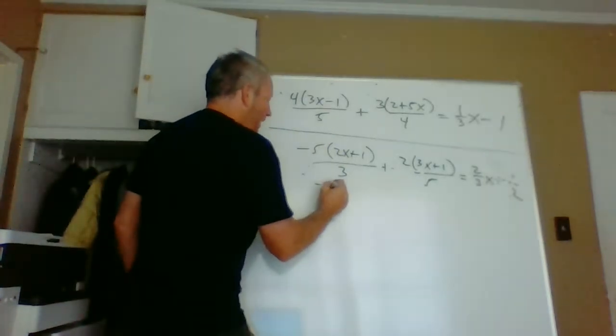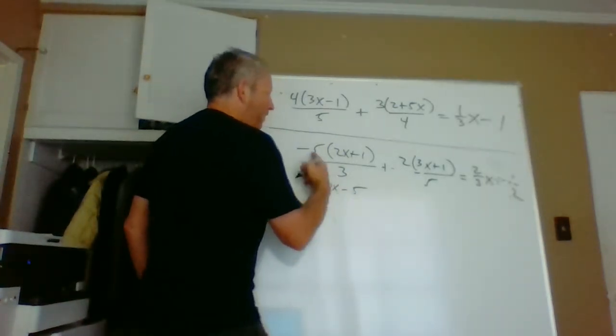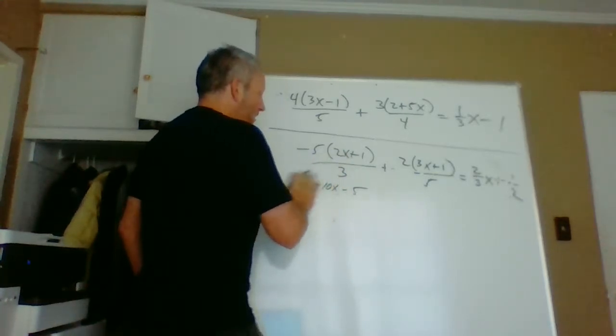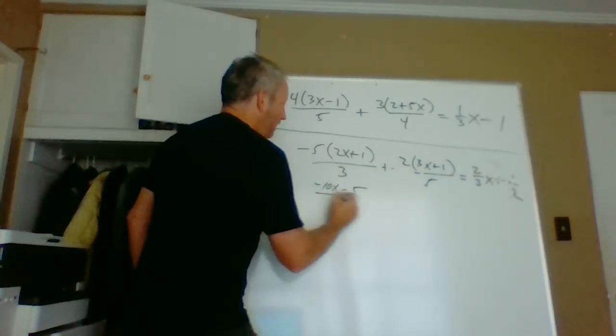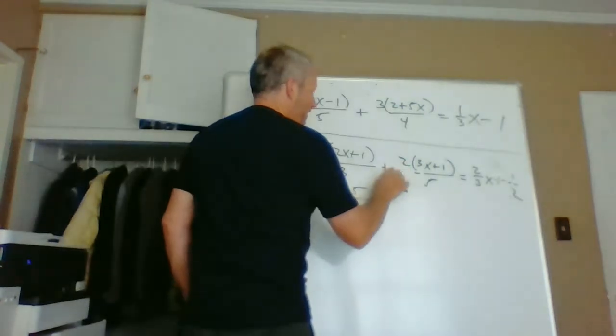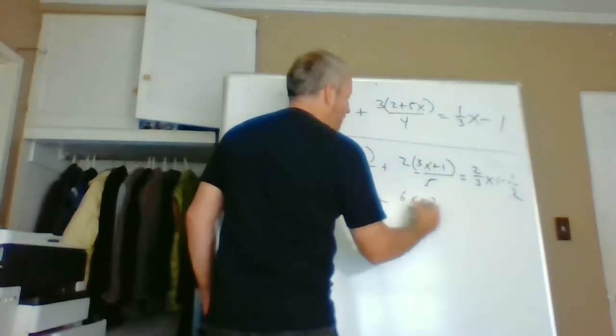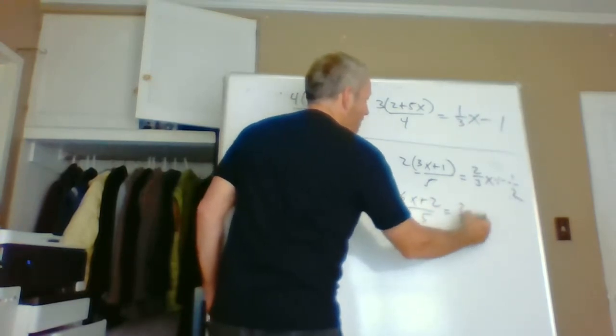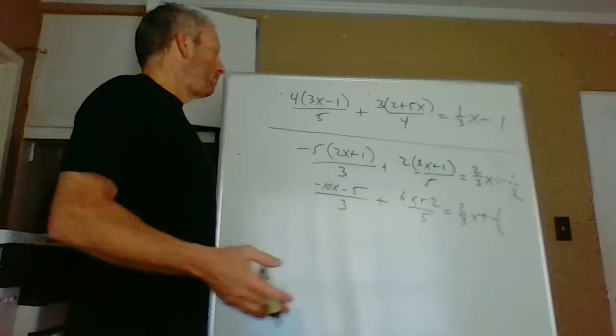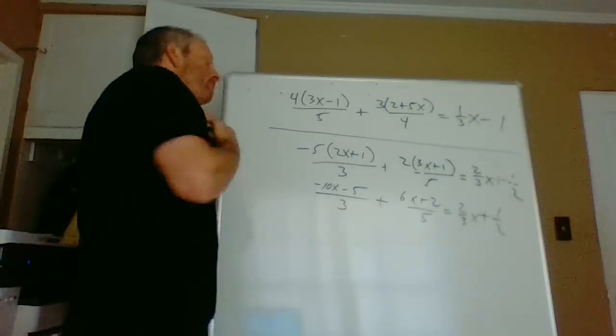So here we get negative 10x minus 5. Be careful of the negative signs at all times. Divided by 3 plus, I think that's a stray negative sign there. 6x plus 2 divided by 5 equals 2/3 x plus 1/2. Okay, that's very, very easy. No problems. Probably not really much to be said there.